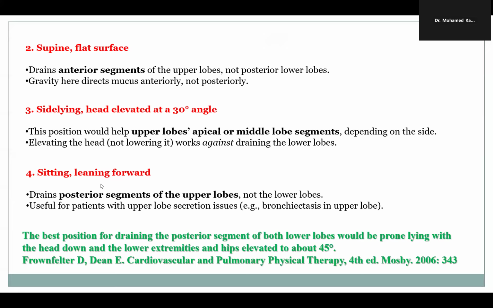So this position will not work for drainage of the lower lobes. Number four, which is incorrect, sitting leaning forward. This will drain the posterior segments of the upper lobes, not the lower lobes. And this is useful for patients with upper lobe secretion, especially patients who have bronchiectasis in upper lobes. So what is the correct answer again? To drain the posterior segment of both lower lobes, prone lying with the head down, and lower extremities and hips elevated to about 45 degrees.